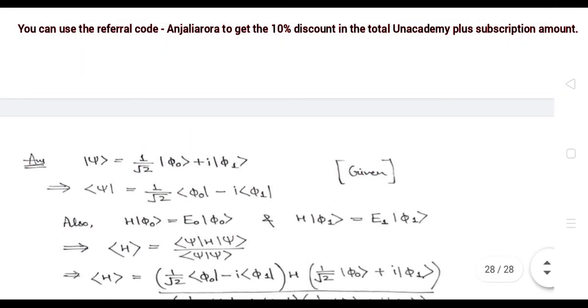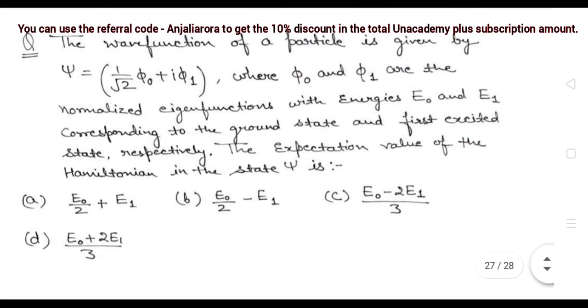The other method is in which we'll consider summation over n, E and Pn. So first of all, is it possible for us to find the energy of the nth state? What are the nth states which we need to consider in this question? These are n is equal to 0 and n is equal to 1. Why? Because you can see phi naught and phi 1 are mentioned in this expression of psi. So for n is equal to 0 and n is equal to 1 you will consider.